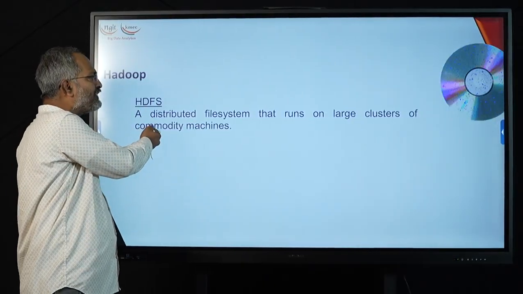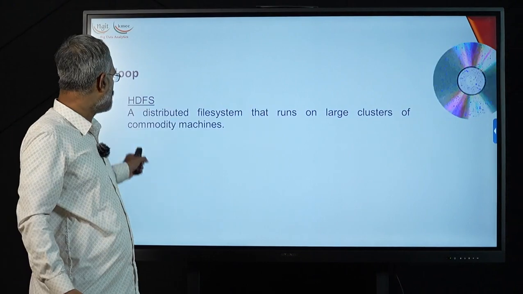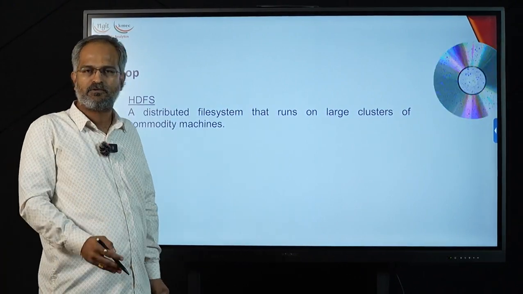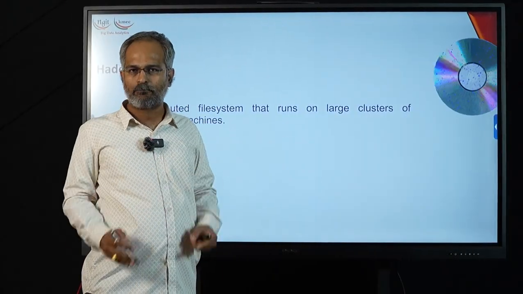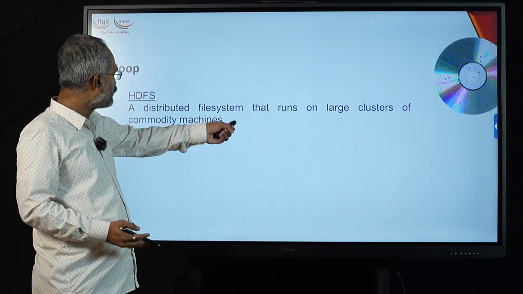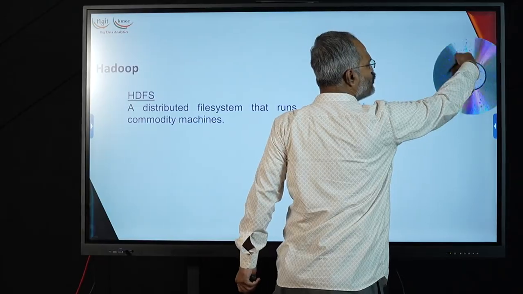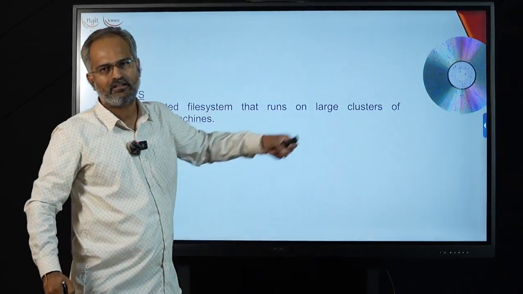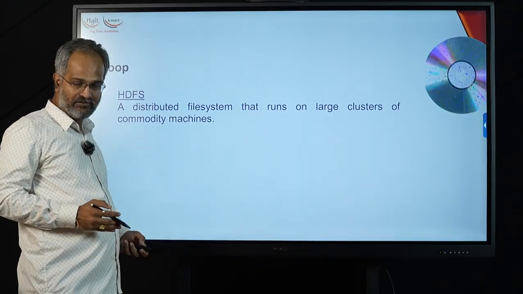The HDFS is the distributed file system that runs on a large cluster of commodity machines. Here the commodity machines mean regular machines, whatever you are using, the regular desktops and laptops. On those machines you can install the HDFS, and the main purpose of the HDFS is huge storage. You can store a large amount of data in the HDFS.